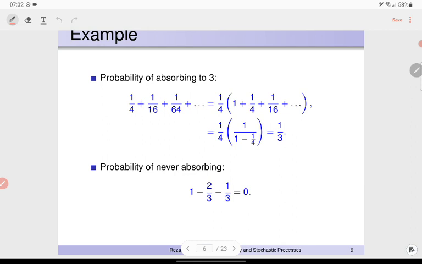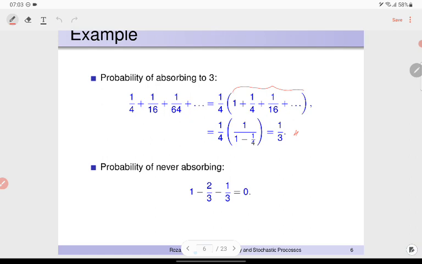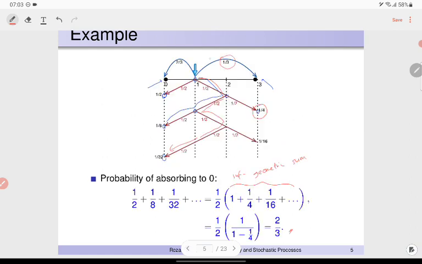So we just sum them all up: a quarter plus 1/16 plus 1/64 and so on and so forth. This is equal to a quarter multiplied by 1 plus 1/4 plus 1/16 and so forth. And this is again a geometric sum, and 1/4 multiplied by 1 divided by 1 minus 1/4 is equal to 1/3. So if you look at this, then for this simple example, the probability of absorbing to 0 is equal to 2/3, while the probability of absorbing to 3 is equal to 1/3.